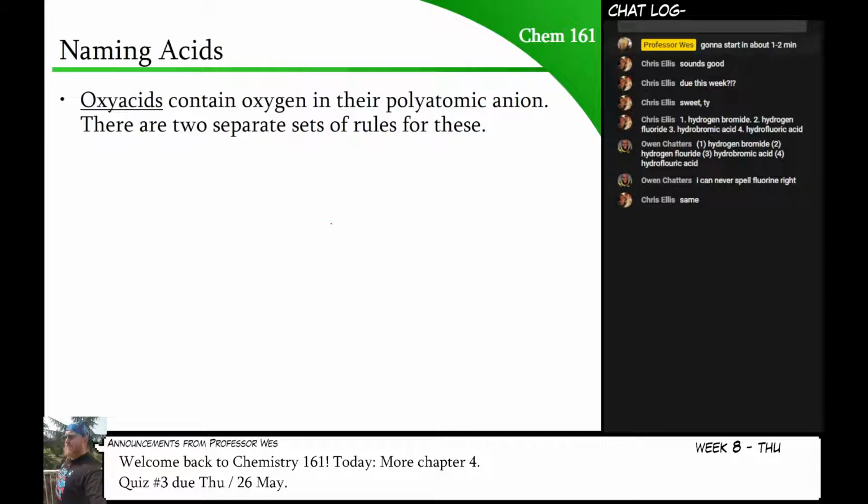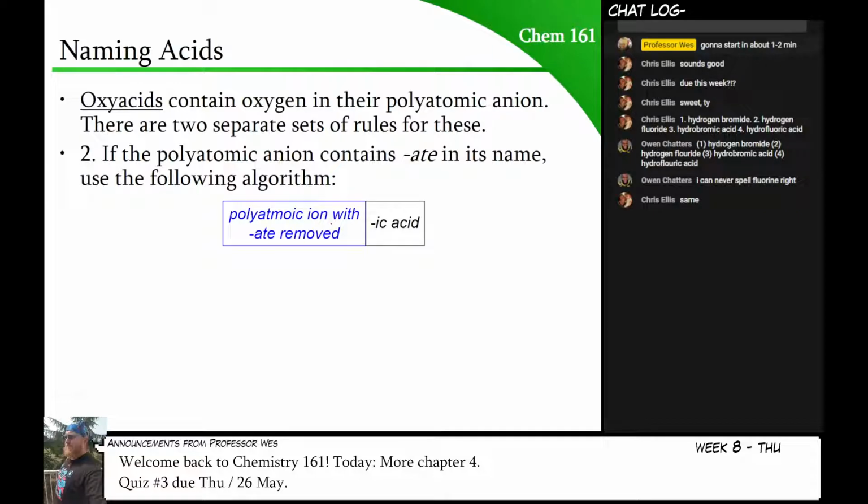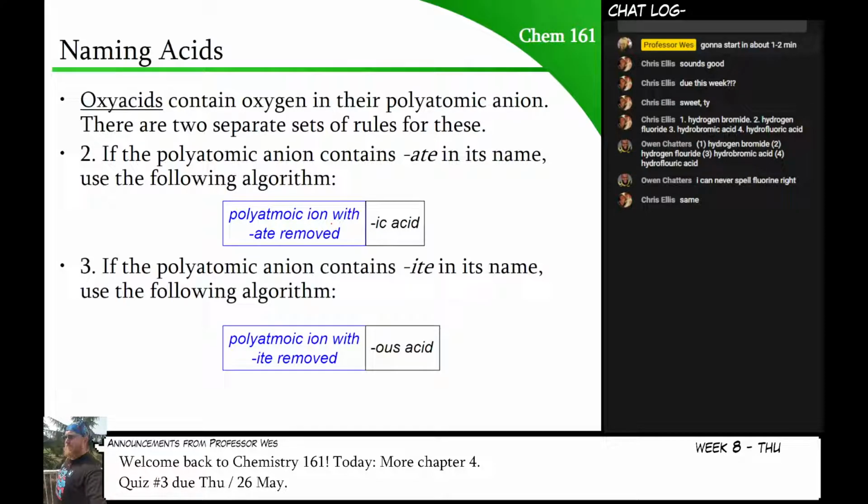Oxyacids are the majority of acids that we're going to name in this class. They're basically polyatomic ions that have oxygen in them. And so what we're going to do is use these naming schemes if your ion ends in either "ate" or "ite." So if your ion ends in "ate," remove the "ate" and write ic acid. If your ion ends in "ite," remove the "ite" and write ous acid.